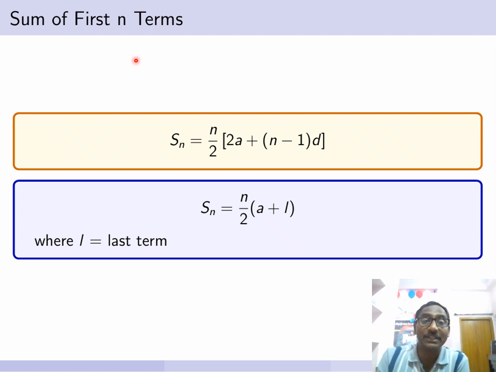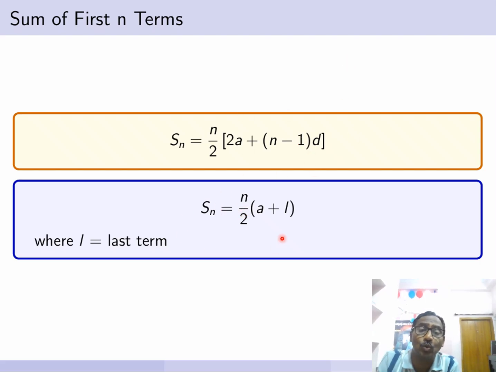Next, sum of first n terms. Sn is equal to n by 2 times 2a plus n minus 1 times d. So what is the sum of n terms formula? You can find sum of first n terms. You are adding all the first n terms. What is the formula? We represent it by Sn. Sn is equal to n by 2 times 2a plus n minus 1 times d.